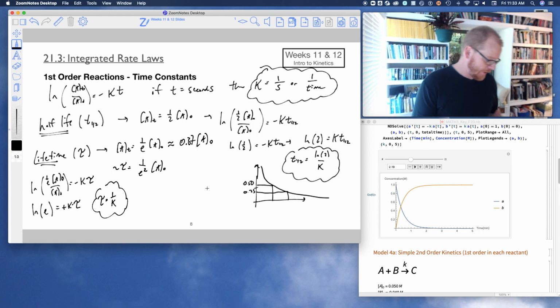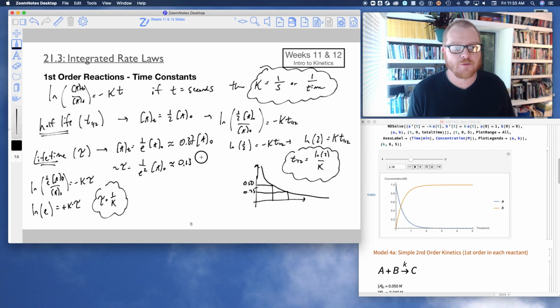Oh, quick math. I used to be able to do that in my head. So 1 divided by e is 0.37. Okay, so 1 divided by e squared gets us to now about 13% of the initial A concentration. All right, that's supposed to be a 2, it looks like a squiggly sign. So that's 2 lifetimes.